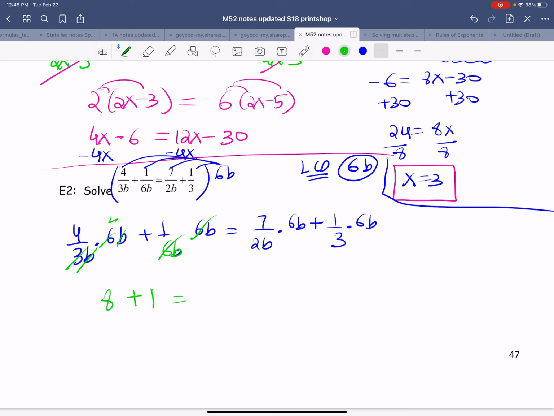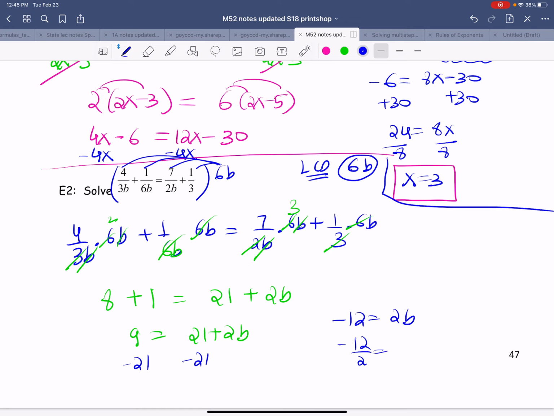Plus 1, 8 plus 1 equal to b, and b is gone, and there's going to be 3. 7 times 3 is 21 plus 2b. So 9 equals 21 plus 2b. Let's go ahead and subtract 21 from both sides. 9 minus 21 is negative 12 equals 2b. And negative 12 divided by 2 is b. Turns out b is negative 6.